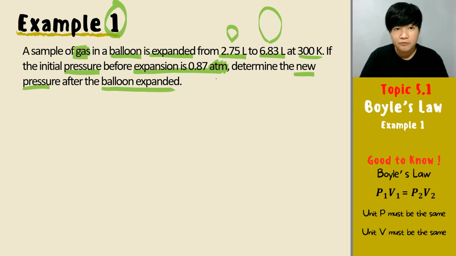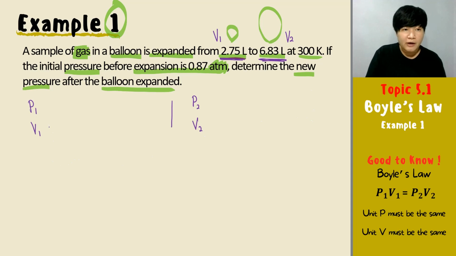So the first thing that I will do is differentiate them into their P1, V1 and also their P2, V2. That is the most important thing because you want to find the correct pairing. Okay? So let's say this 2.75 is the volume 1 and this 6.83 liters is the volume 2. Okay? So you have your volume 1 over here, 2.75 liters, and your volume 2 over here is 6.83 liters.